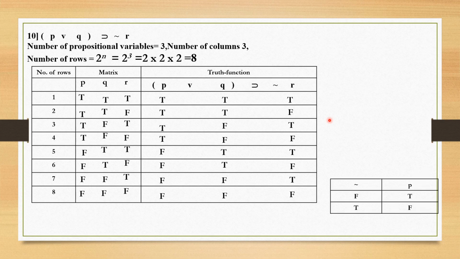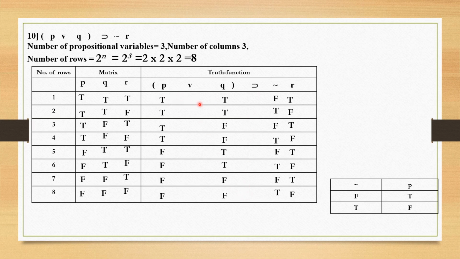Now we'll have to negate R's values. So if R is true, then its negation is false. If it is false, then the negation is true. True, then false. False, then true. True, then false. False, then true. True, then false. False, then true. Now, first we'll have to solve the bracket, because the bracket is joined with not-R by the horseshoe. So this horseshoe or implication sign is the main connective.